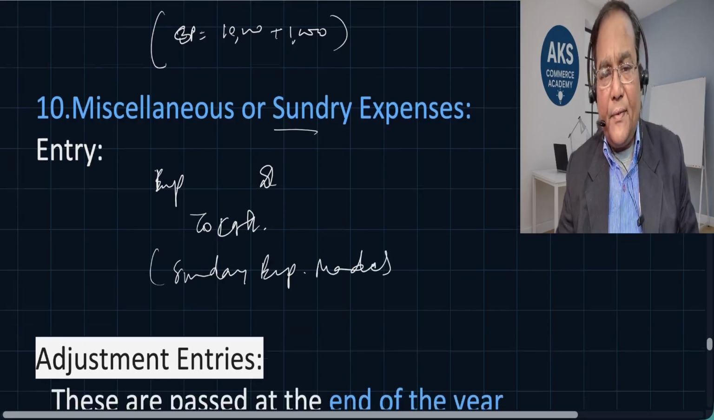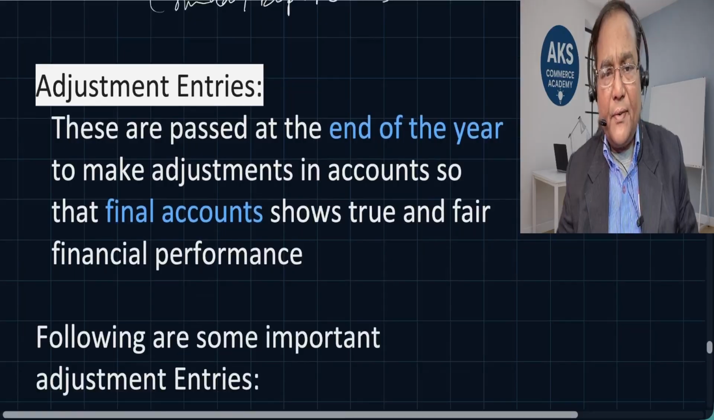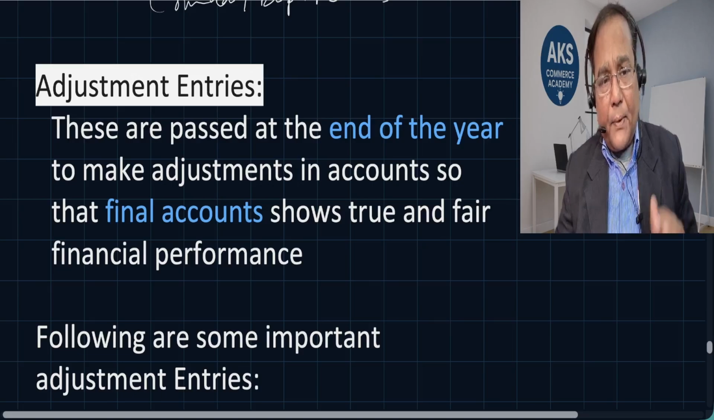Now, adjustment entries. What are these adjustment entries? These are made at the end of every year. It is very important to understand that after having prepared the trial balance, and in the course of preparing the trading account, profit and loss account and balance sheet, we came to know certain adjustments which were missed during the year.